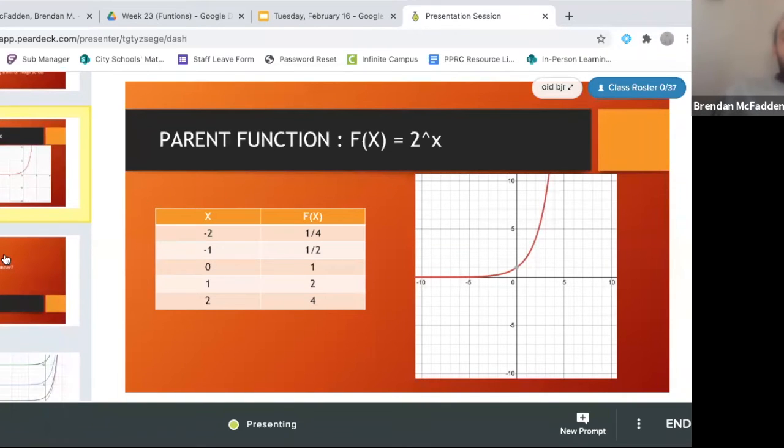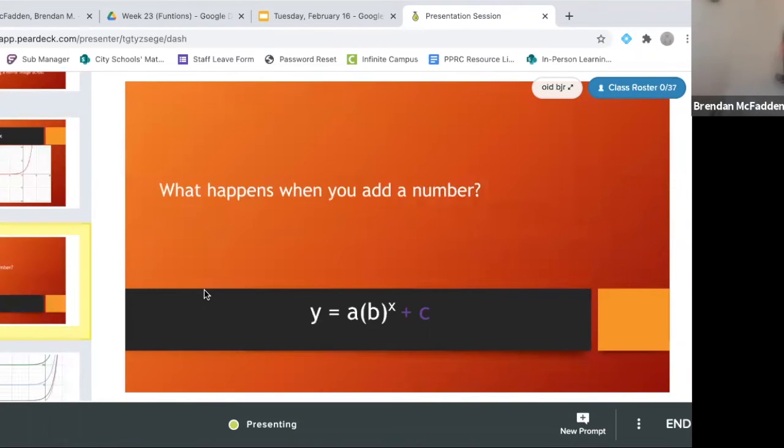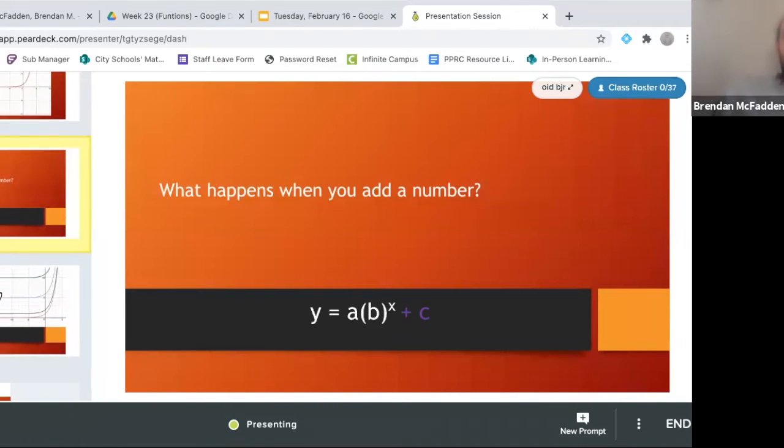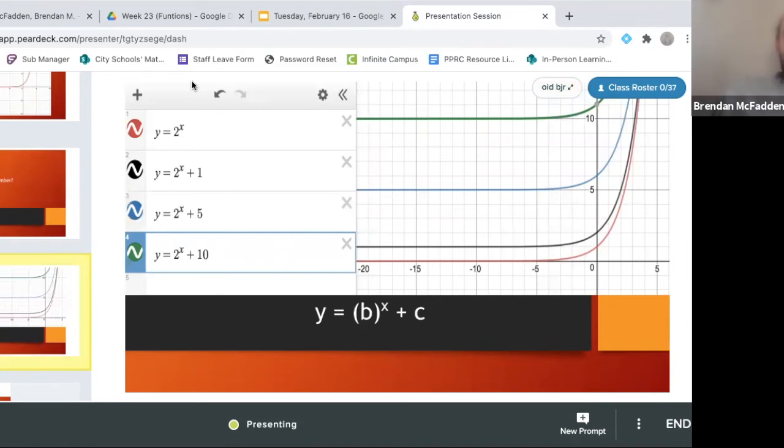So first thing we're going to think about is what happens when we add a number. So our initial function again is in the form y equals a times b to the x power. If we add or subtract a number c to that, what will happen? So here's exactly what happens, right? I used Desmos to create this wonderful graph here. And if we look at it again, our parent function is in red here. Y equals 2 to the x plus 1 is in black. Y equals 2 to the x plus 5 is in blue. And y equals 2 to the x plus 10 is in green.